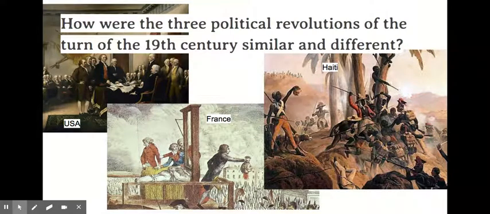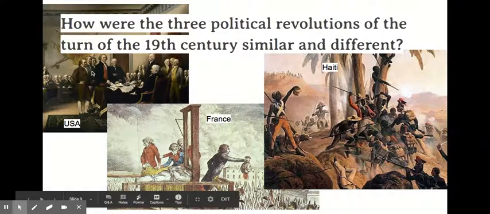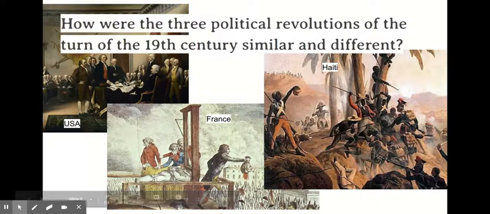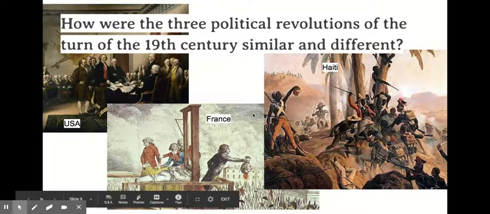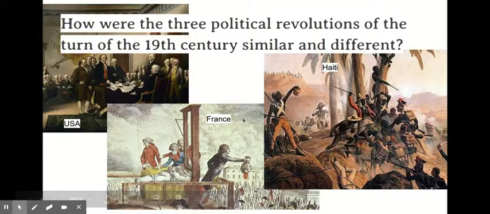This brings us to three political revolutions at the turn of the 19th century. In 1776 and in 1789, very close together, the United States had a revolution against Britain. In France, they had a revolution against their king. And then very soon after that, and in some cases at the same time, the French colony of Haiti had a revolution against the white plantation owners. These three revolutions were very similar, but they were also very different. They were all fighting against tyranny.